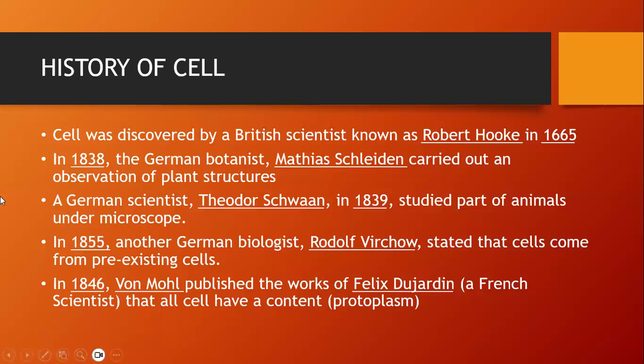so let's move on to the last person on my list, which is Volmar. In 1846, he published the works of Félix Dujardin, a French scientist, that all cells have a content called protoplasm. Later on, I will be talking about what this protoplasm is, and you should now know who actually discovered this protoplasm, and his name is Félix Dujardin.